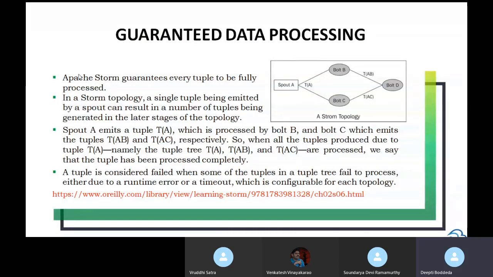Let us consider a Storm topology. Spout A emits a tuple T of A, bolt B processes the tuple and emits T of AB, and similarly bolt C processes the tuple T of A and emits T of AC. This T of A, T of AB, T of AC is called a tuple tree of T of A, and once all three tuples are processed, it is said to be fully processed. If at least one is not processed in a stipulated time, then it is said to be not processed, and spout A is rerun again.